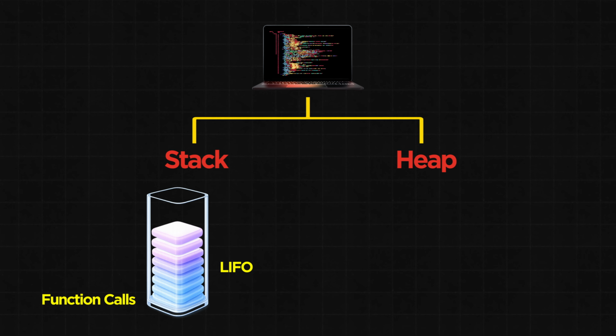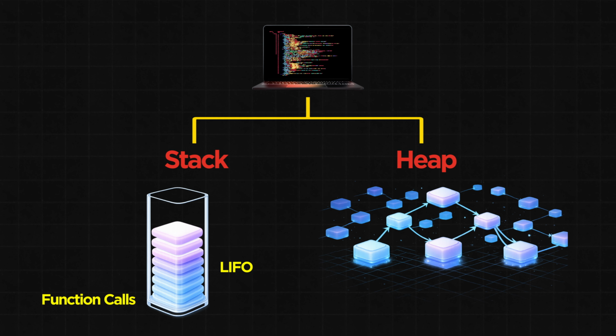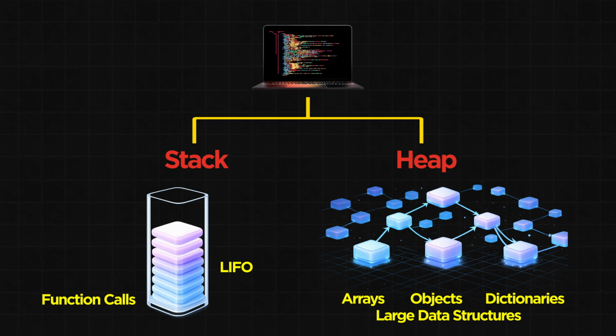Now let's talk about the heap. The heap is where dynamic memory lives. This is where arrays, objects, dictionaries, large data structures are stored. Whenever you create something like an array, that list is allocated on the heap. The heap is more flexible than the stack. It can grow and shrink during runtime, but it's also slower to access compared to stack memory. And just like the stack, the heap is not infinite. If your program keeps allocating memory without releasing it, you can run into memory issues.